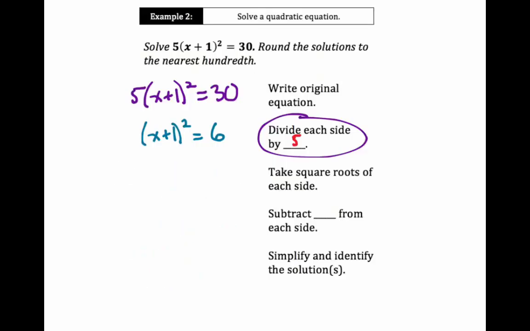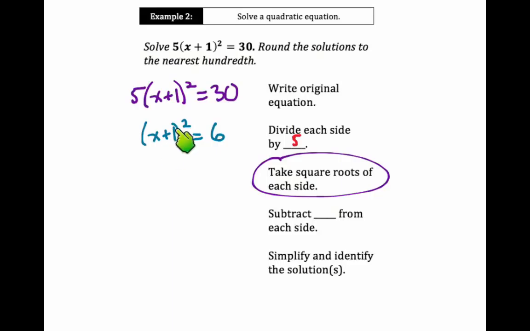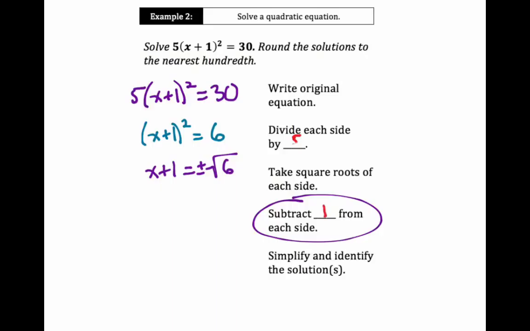No sir, no way. Instead, we're going to take the square roots the way they are now. As long as we've gotten rid of everything that we can, and all we are dealing with is a base and an exponent, that's as far as we can go. So we're going to take the square roots of each side. Well, the square root of x plus 1 squared is going to be x plus 1. Square root of 6 is going to be plus or minus the square root of 6. And now we're going to subtract 1 from each side. So x equals negative 1 plus or minus the square root of 6.